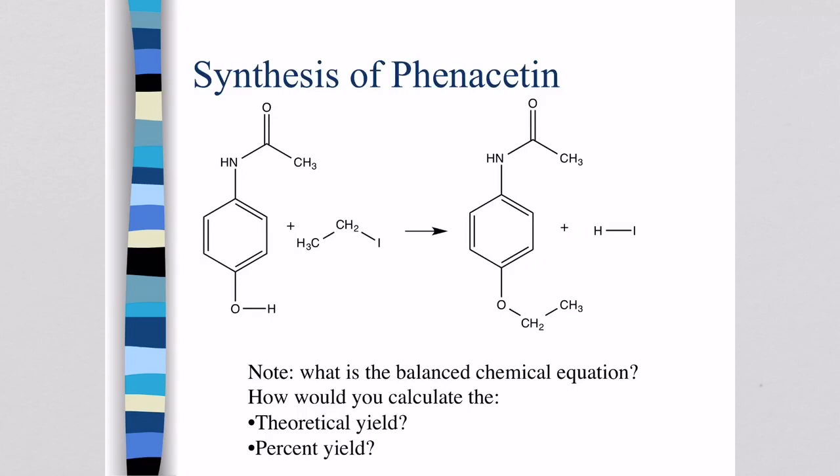But here is the balanced chemical equation for the overall reaction, and the key thing that you need to know is that for every 1 mole of acetaminophen and 1 mole of iodoethane, you're going to get 1 mole of phenacetin. And so when you're calculating the theoretical yield, if I were to tell you that acetaminophen is going to be the limiting reagent because we're going to use iodoethane in excess, then for however many moles of acetaminophen you have, if all of it were to react, you can tell that it's a 1-to-1 molar ratio, so you can calculate how much phenacetin you're going to form.